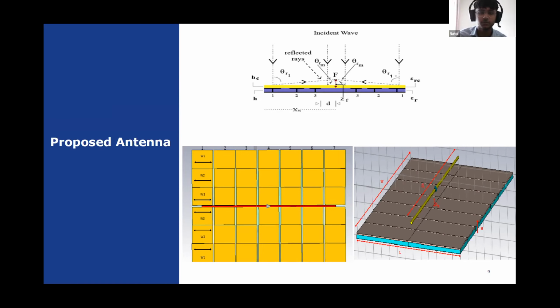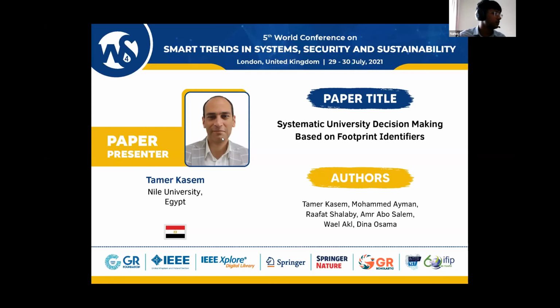Okay, that's brilliant. Thank you very much, Christos, for your presentation, and obviously the answers to the questions as well. I think next we're going to move on to Tamir, and as we can see on the chat, Professor Zlatinka's paper will be moved to the end of the session. So, I'm just going to share my screen quickly. Our next presenter, Tamir Qasim, from the Nile University in Egypt, and his paper title is Systematic University Decision Making Based on Footprint Identifiers. So Tamir, whenever you're ready.